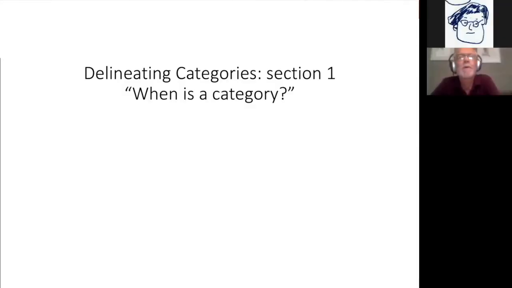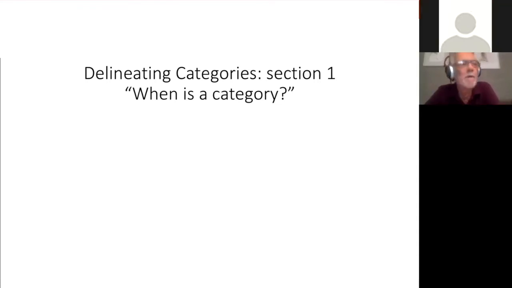The paper that I'm going to be talking about today is a section of a paper. The paper is called Delineating Categories. I'm withholding it from publication at the moment because I want to give another section of the paper at the IPRA meetings next summer. This is section 1. And it comes out of a seminar on categories that I gave last year.